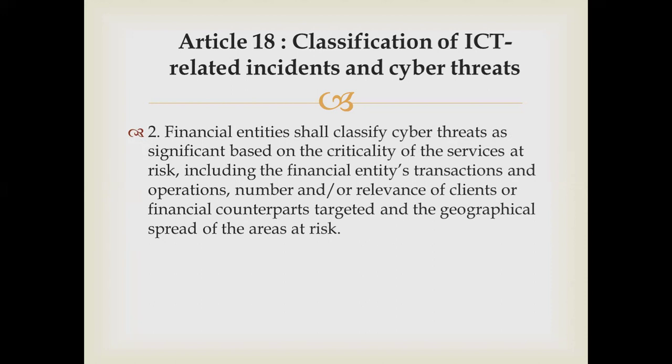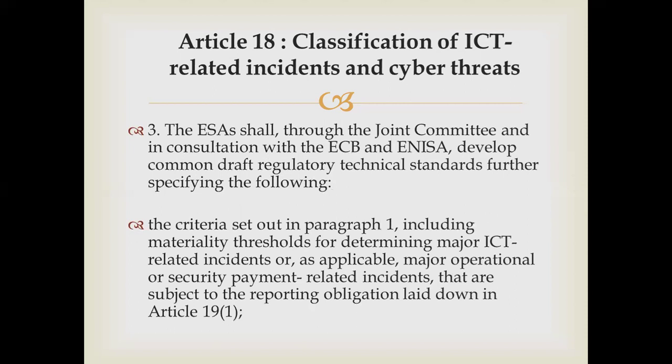Article 18, paragraph 2 says financial entities shall classify cyber threats as significant based on the criticality of the services at risk, including the financial entities' transactions and operations, number and or relevance of clients or financial counterparts targeted, and the geographical spread of the areas at risk. So paragraph 2 is basically summarizing paragraph 1 of Article 18. Paragraph 3: the ESAs, the European Supervisory Authorities, shall, through the joint committee and in consultation with the European Central Bank and the European Union Agency for Cybersecurity, ENISA, develop common draft regulatory technical standards further specifying the following. Like I said, DORA actually places certain burdens even on the competent authorities.